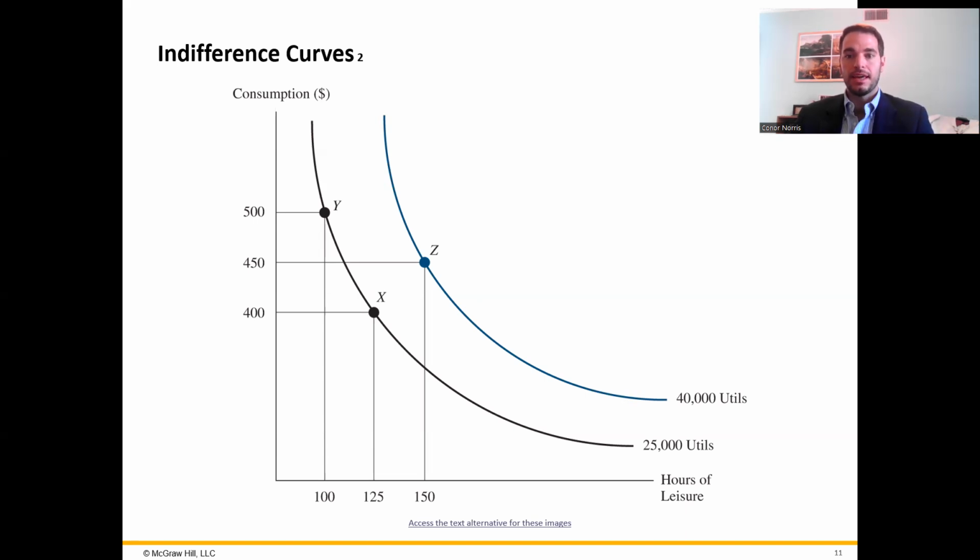So at point z, they get a better combination of consumption and leisure compared to the first indifference curve at points y and x. In reality, there should be a ton of different indifference curves, moving along each one. So there's a lot in between these two curves, and there's a lot more going back all the way down to the origin.